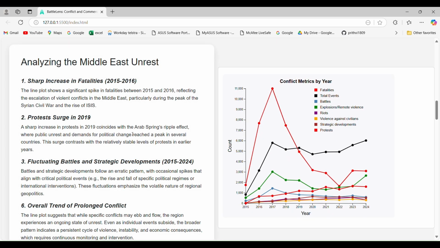This is a summary of what has happened from 2015 to 2024: the fatalities, the total events, battles, etc. As we can see, we have made an analysis of this Middle East unrest, and we show that the number of fatalities was maximum in 2017. And why so? The total number of events has been constantly increasing, and this shows that the Middle East is in unrest.